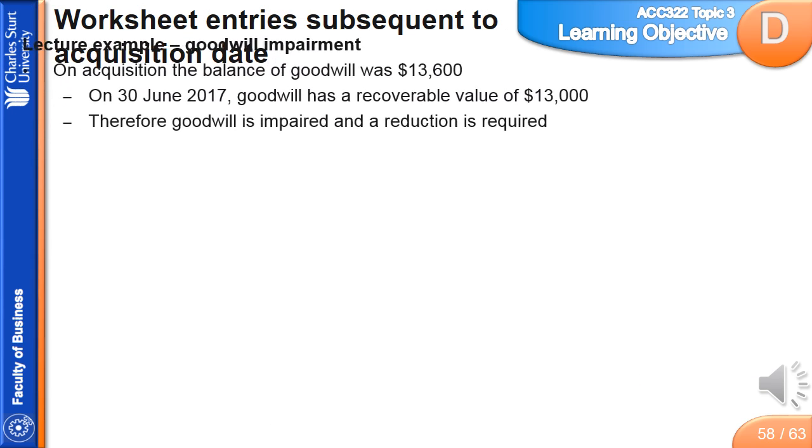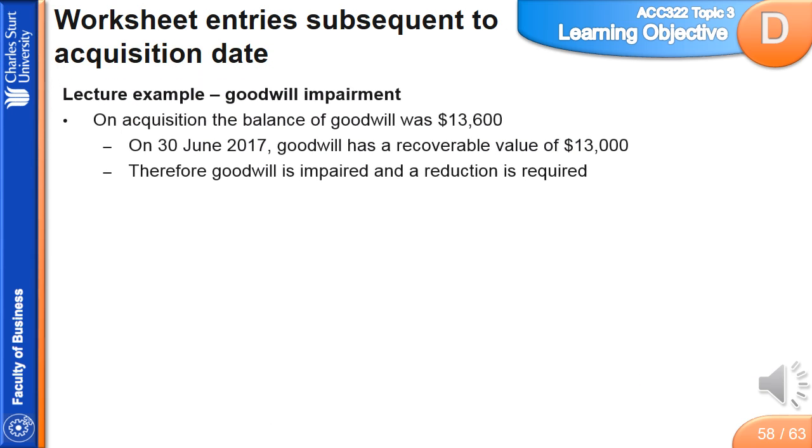Looking at goodwill post-acquisition date now. So we calculated previously the goodwill as at acquisition date was $13,600. Say the following year, 30th of June 2017, goodwill has a recoverable amount of $13,000, and therefore it needs to be impaired to reduce the $13,600 down to $13,000.